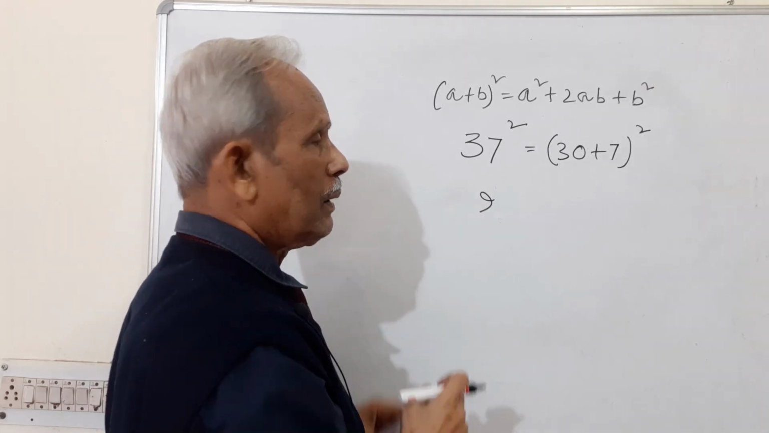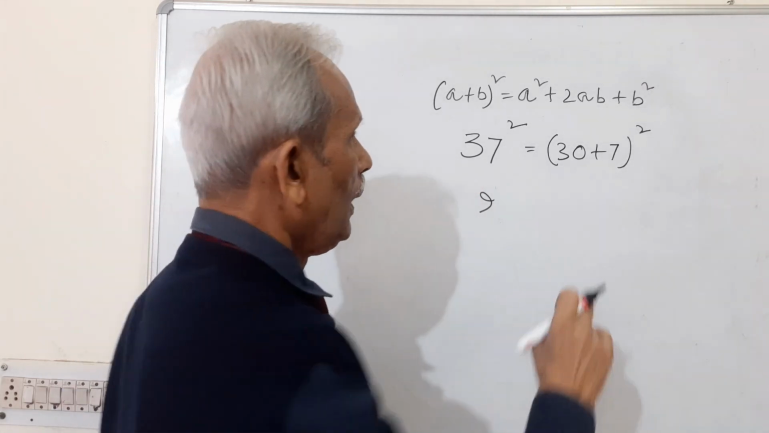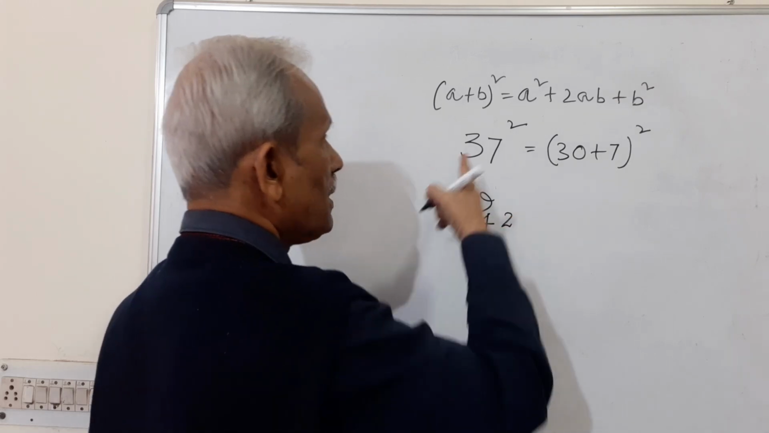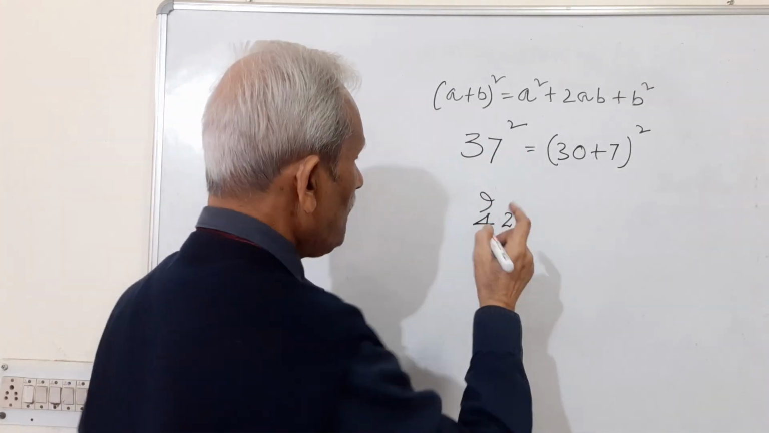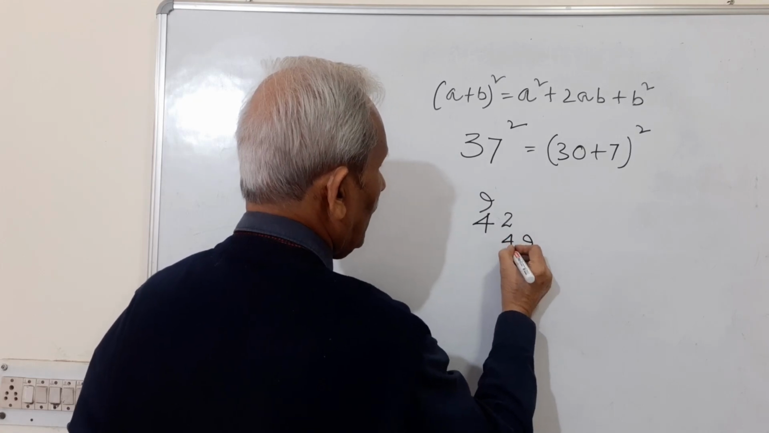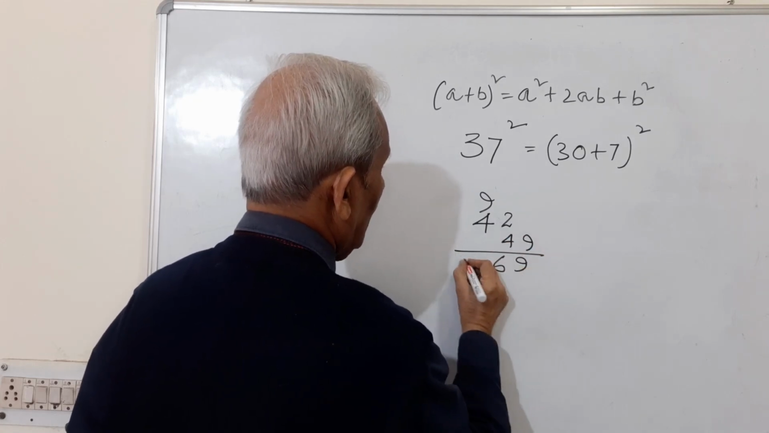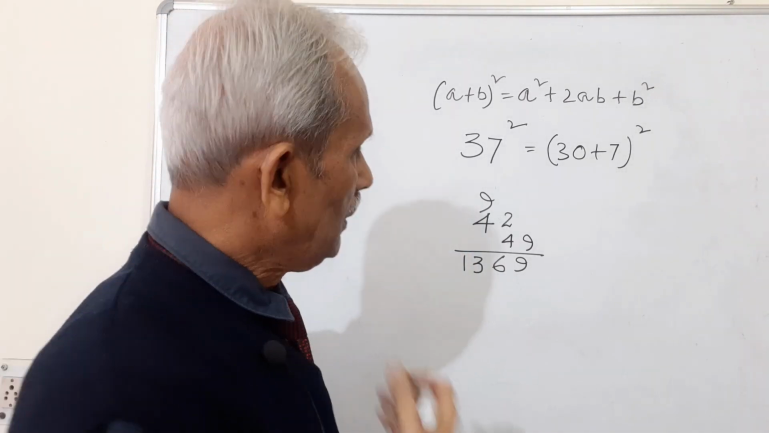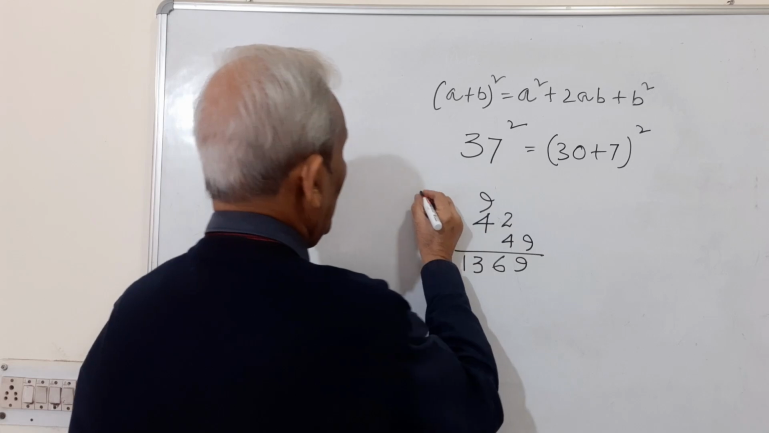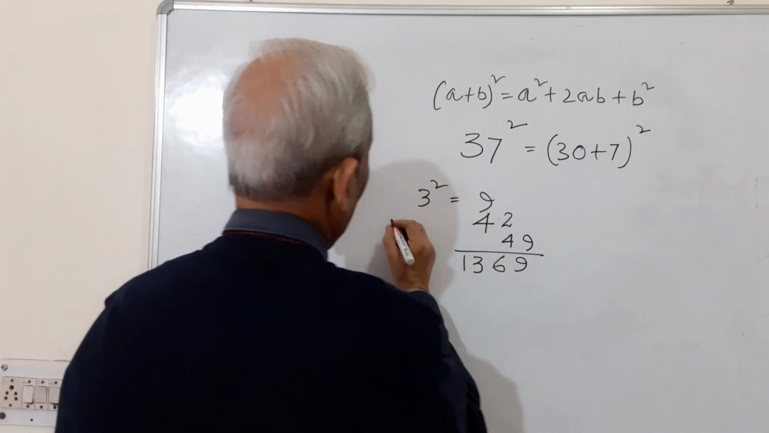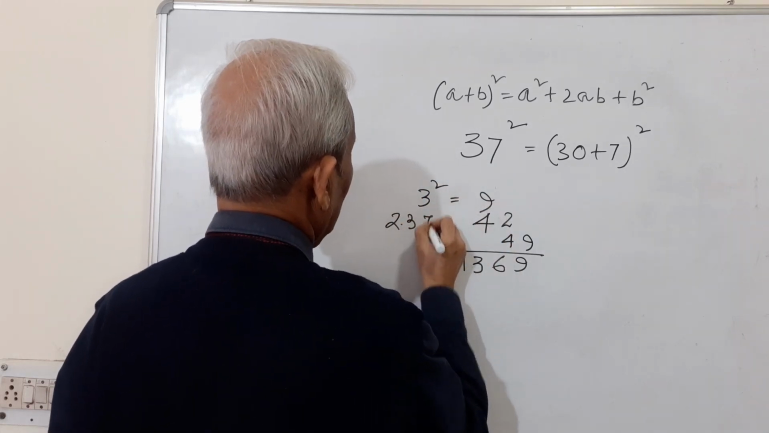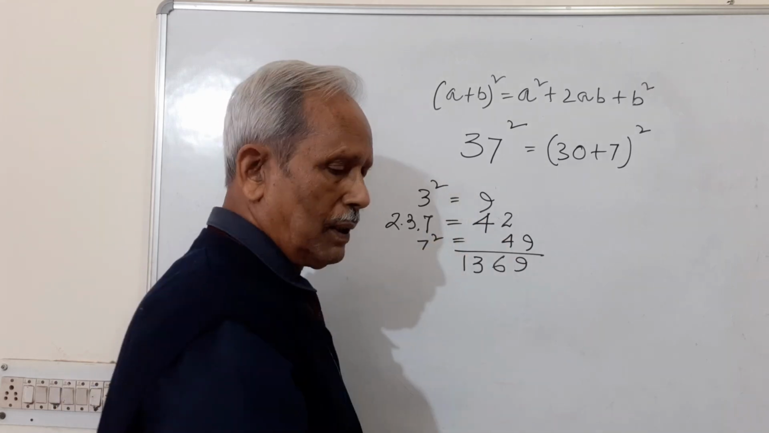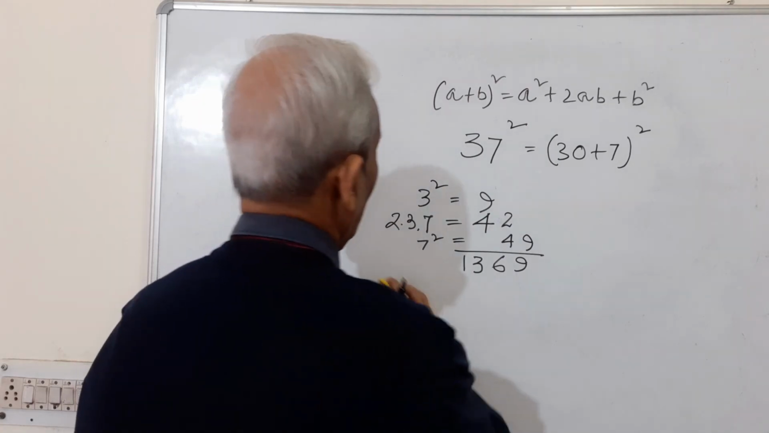Then 2 into 3 into 7, 2 times 3 is 6, 6 into 7 is 42. There is a 0, shift by one space, 42. And then 7 square is 49, shift by one space, 9 here, 4 here. Answer is 9, 6, 1, 3, 6, 9, that's all. You just keep on writing and that is the answer, 1369. So what have you done here? Actually it is 3 square equal to 9, 2 into 3 into 7 equal to 42, and 7 square equal to 49. Answer is 1369.